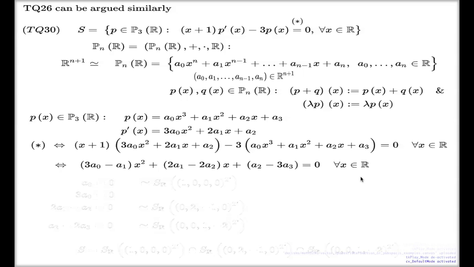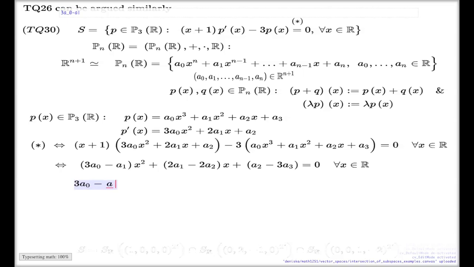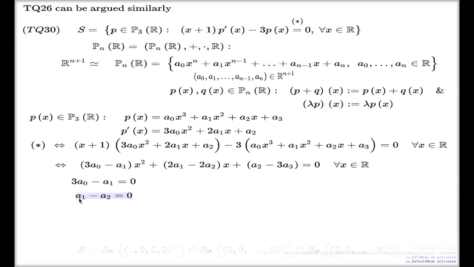Now my polynomial equals 0 identically for every x, which means that every coefficient individually equals 0. Let's just do this. The first condition I have is 3a0 minus a1 equals 0. The second condition I have is a1 minus a2 equals 0. And the third condition I have is a2 minus 3a3 equals 0. Here we are.